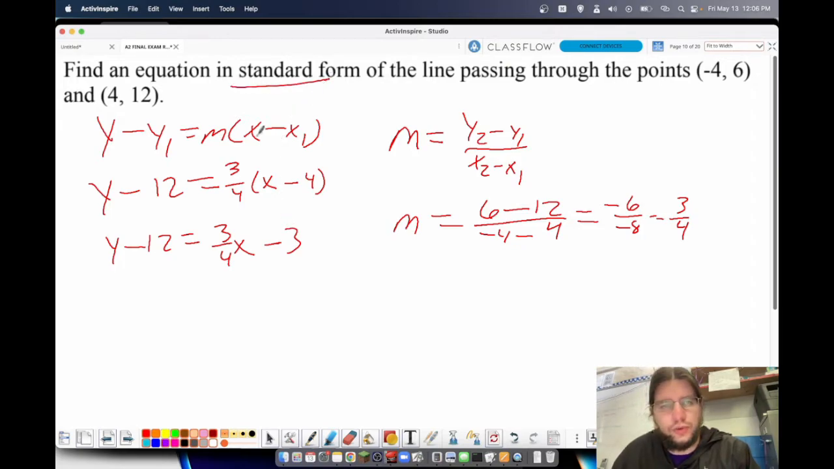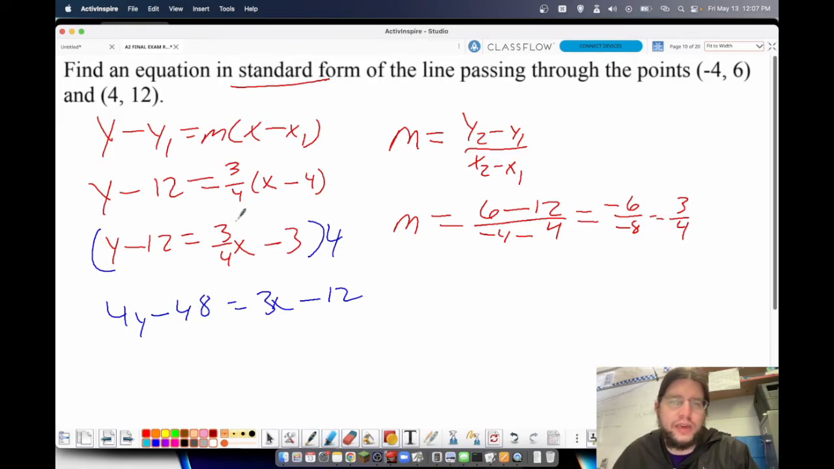It does want it in standard form, so again, let's get rid of that denominator before we go any further. So that's going to give us 4y minus 48 equals 3x minus 12. We need ax plus by equals c, so again, that's already positive. I'm going to leave it there. I'm going to subtract 4y from both sides, and I'm going to add that 12 to both sides. Equals, and that's negative 36.